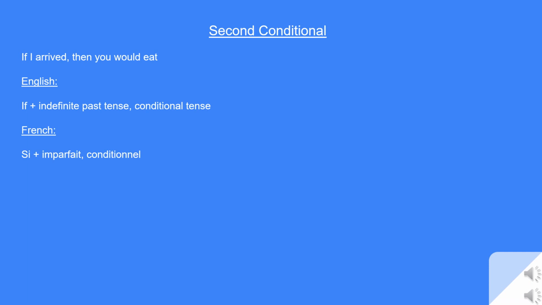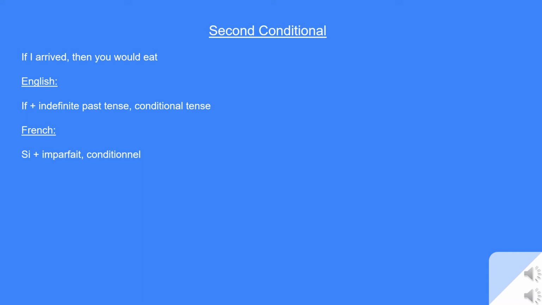So for the second set of examples for conditional, we also have something we could say in English, which is if I arrived, then you would eat. So in this case, the formula is if plus an indefinite past tense, also called the past progressive in English, followed by the conditional tense. So in French, these are referred to as si plus imparfait, followed by conditionnel.